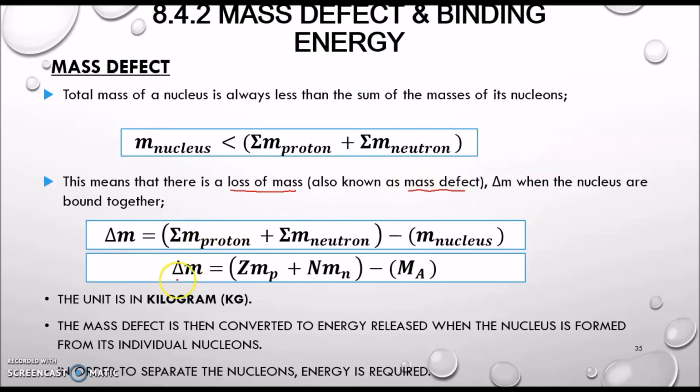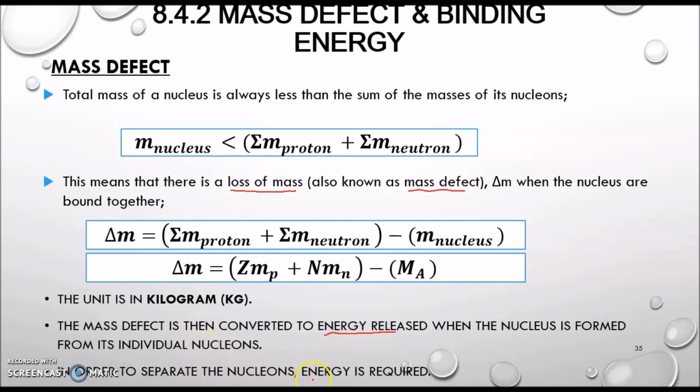You can calculate it by using this equation: delta M equals the proton number times the mass of proton, plus the neutron number times the mass of neutron, minus the mass of nucleus. When we have this mass defect, or delta M, it is then converted to energy released when the nucleus is formed from its individual nucleons.